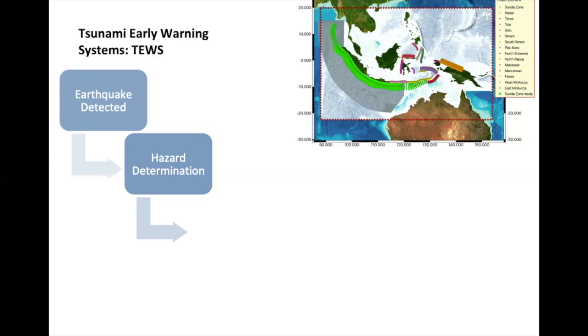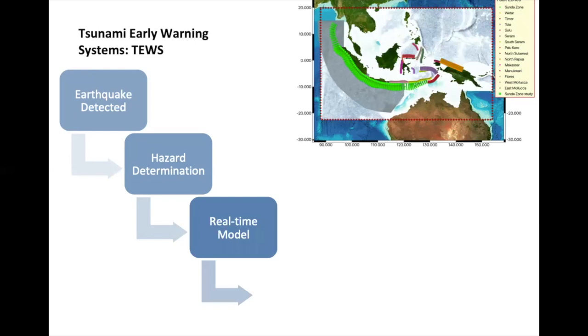So for example, these green dots represent the Sunda zone. Any earthquake that occurs along that would be run against the Sunda zone scenario database. This would give a general forecast of what kind of tsunami response is expected. Since Indonesia is at risk of tsunamis with sources incredibly close to the shore, the time between earthquake detection and tsunami arrival is very short, and therefore initial warnings rely on this immediate information from the scenario database.